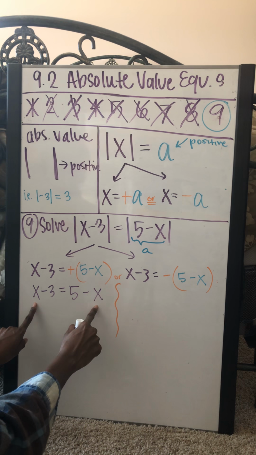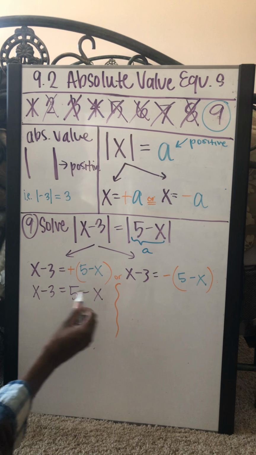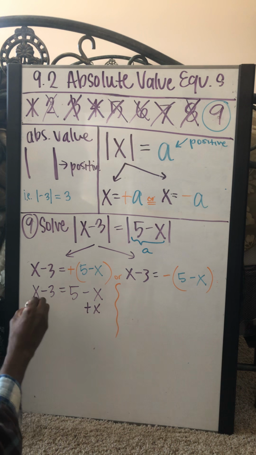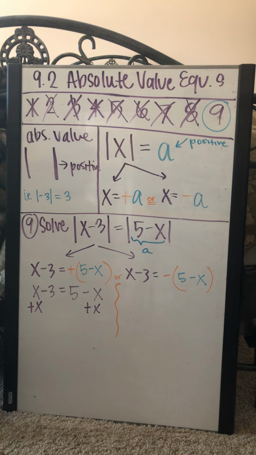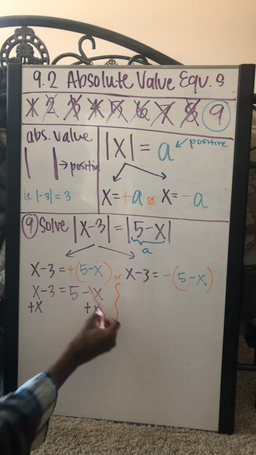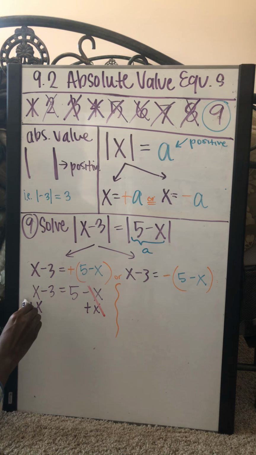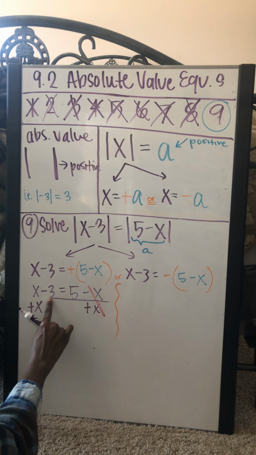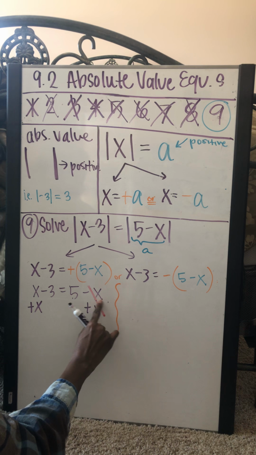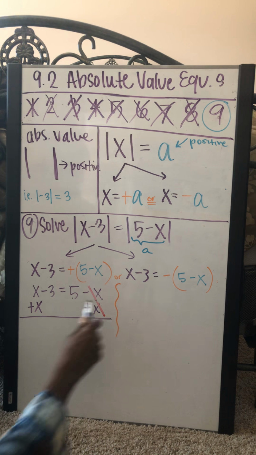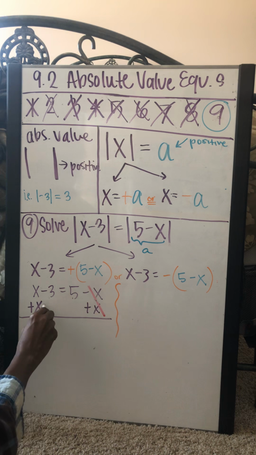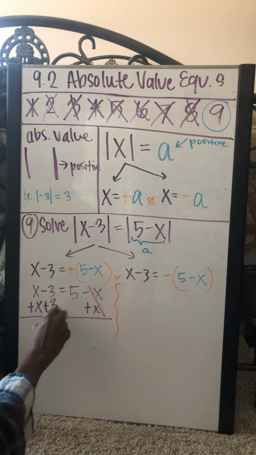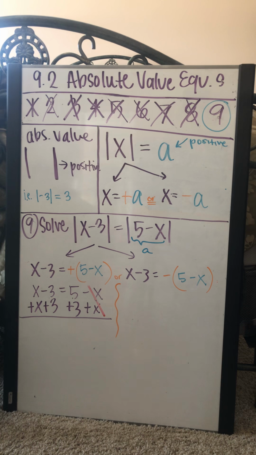We have our x's with the same power, so we want them on the same side. So I will add this x on both sides. When I add that x on both sides, these x's will cancel. Okay, so those x's will both cancel, and now I need to move this 3 to the other side. It says minus 3, so I need to add 3, and when I do that, these numbers will cancel.